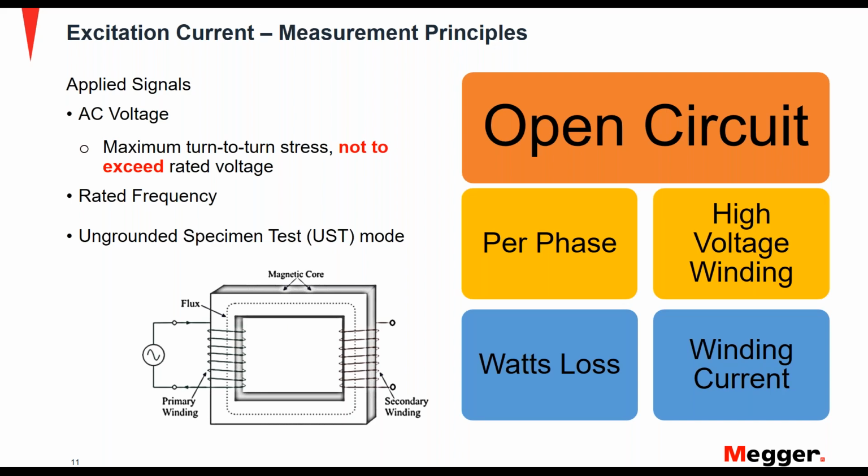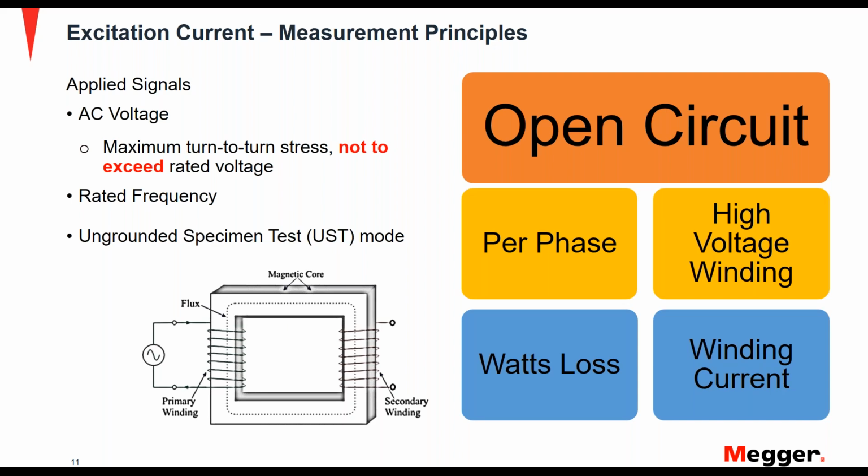That's why it's so important to go to that building block of the transformer winding to induce stress, and to make sure that this stress is not breaking down the insulation. However, again, I would like to reiterate that the stress you induce in the excitation current test should not exceed the rated voltage. Now, this AC voltage is applied at rated frequency. And as far as the test mode, the test instrument should be in the ungrounded specimen mode because you're looking at the winding and the core.